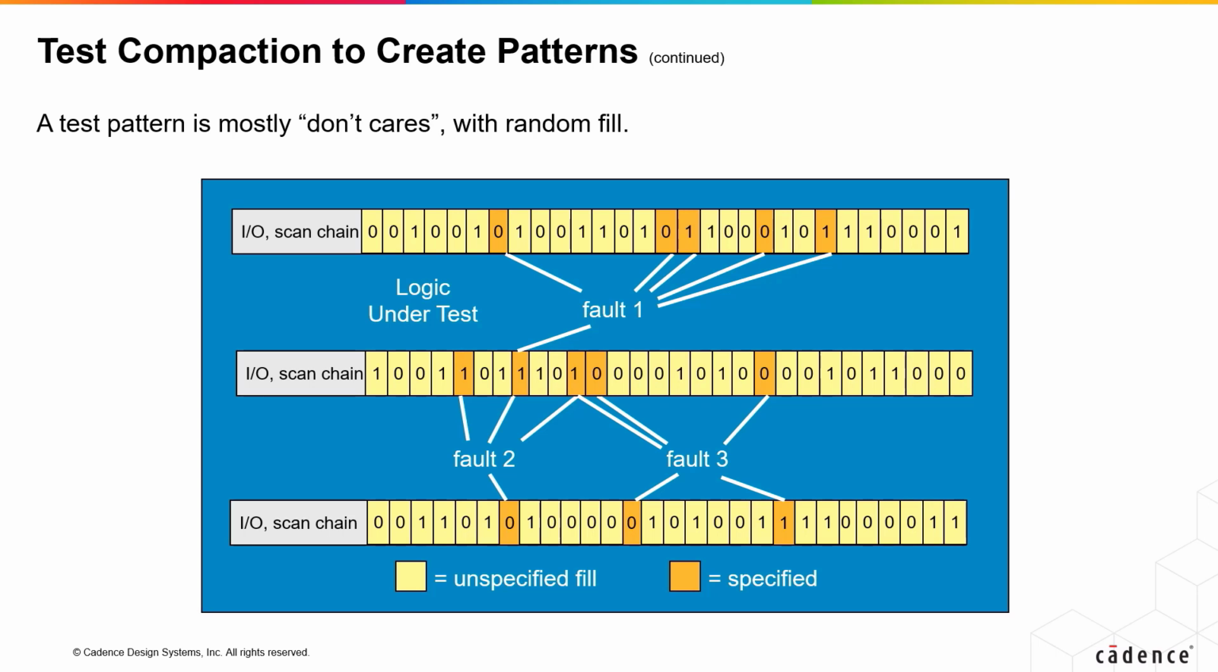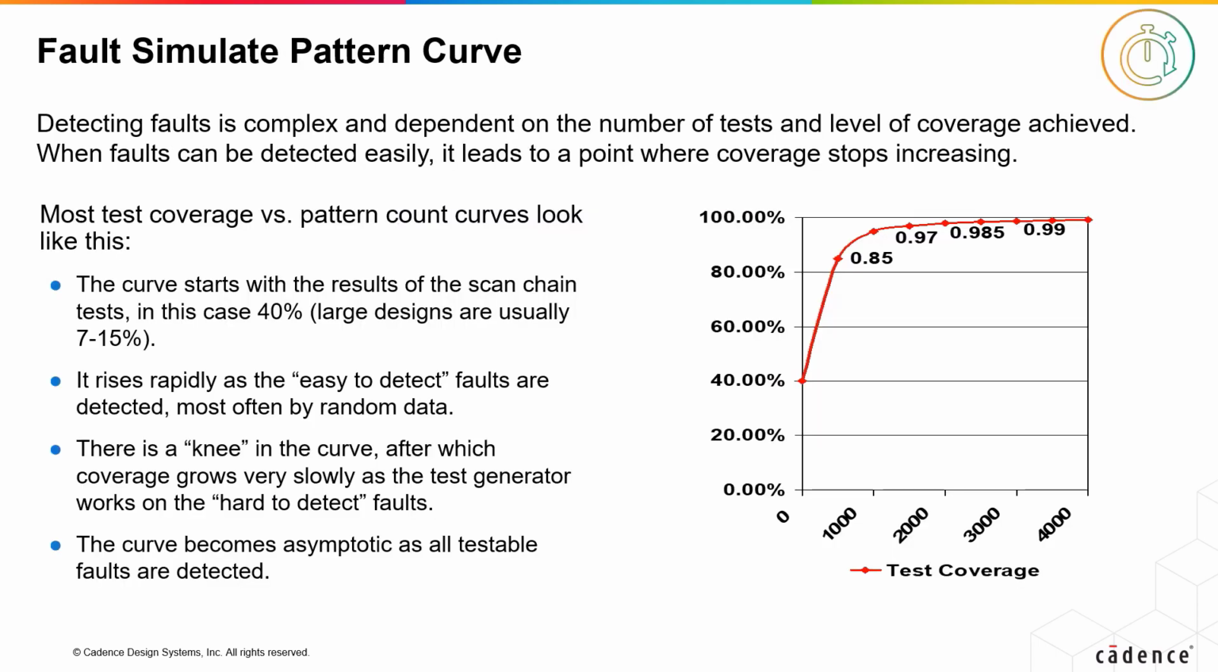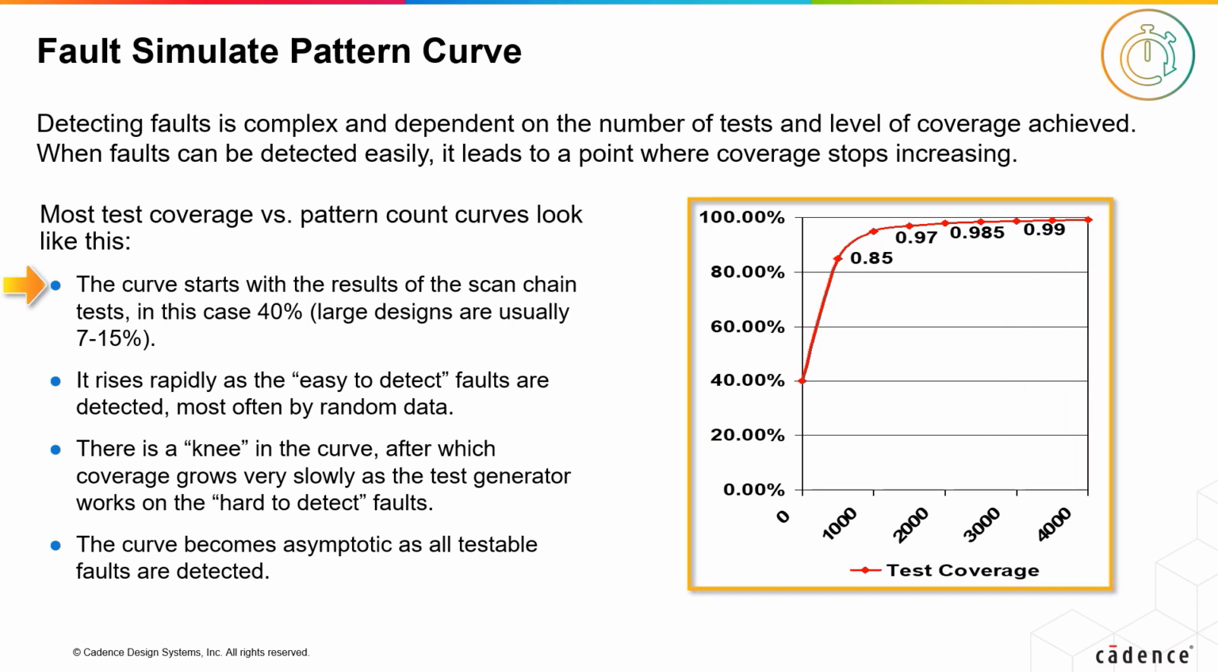However, compressed test patterns may have average specified bit densities in the 20% to 80% range, instead of the 1% to 2% range. Detection of faults is not a linear process, in terms of the number of test patterns versus coverage. As shown, coverage, the percent of faults detected, starts with the results of the test of scan chain operation, and grows rapidly at first. But it quickly rolls over, as the easy-to-detect faults are all detected. Then coverage grows slowly until all testable faults have been detected.